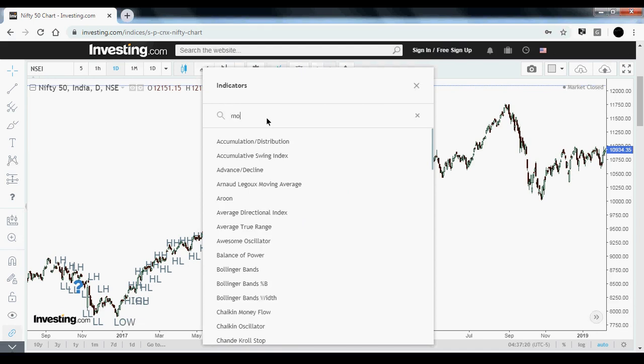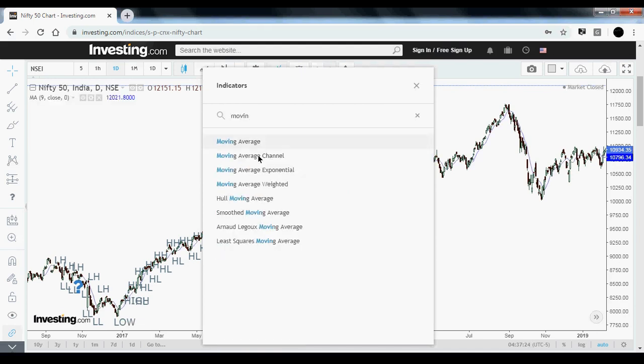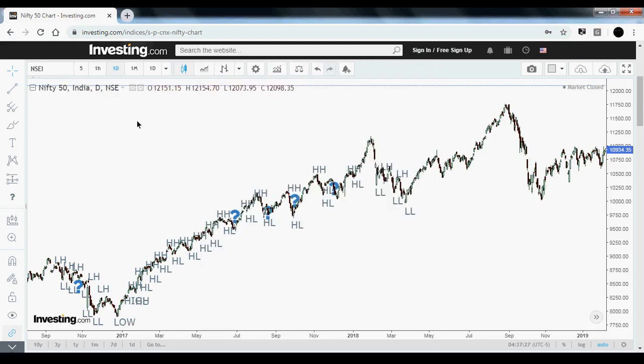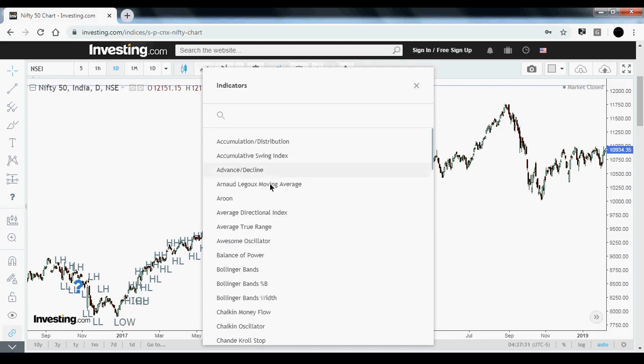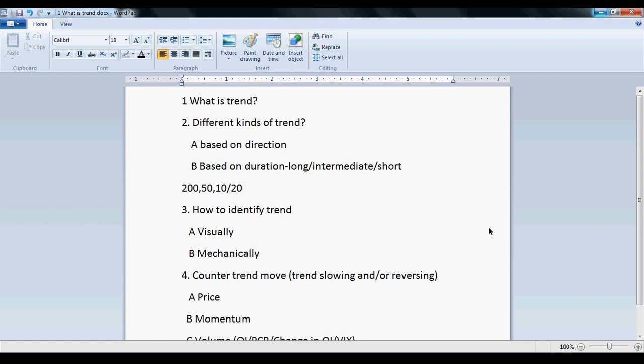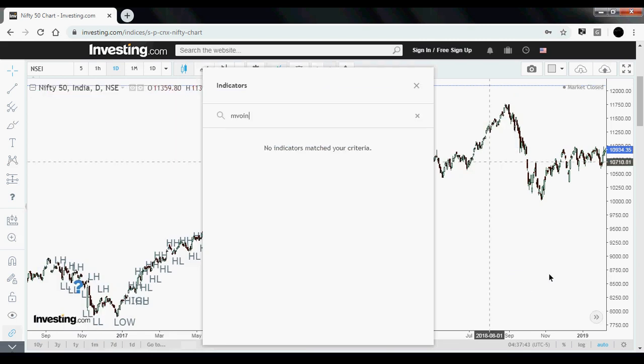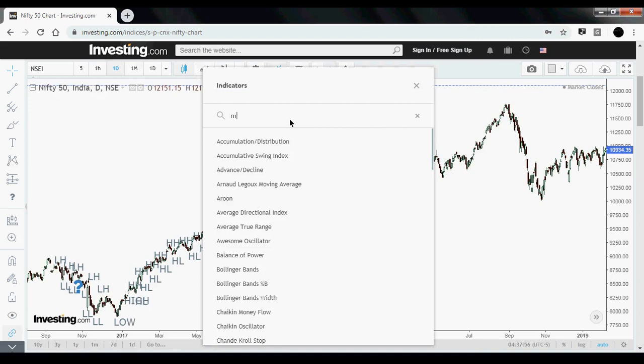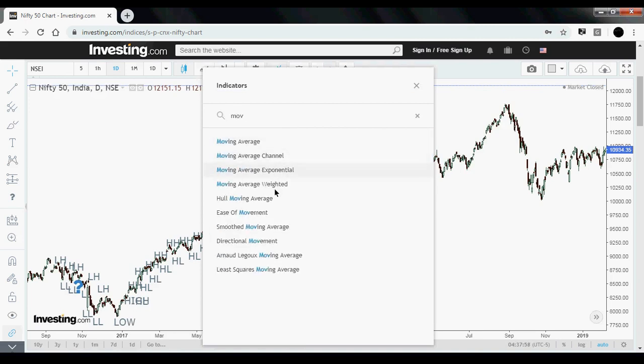So we can take a moving average. There are two kinds of moving average: simple and exponential. Generally I take the exponential. You can take anything, fine, because we are not looking at an exact level. Basically we are looking at a general trend in the market. So whether you use the normal moving average or the exponential, it doesn't make any difference. I will take the exponential moving average.